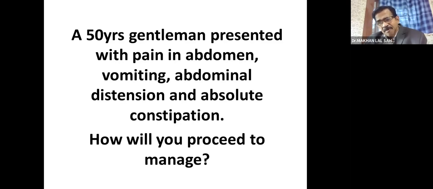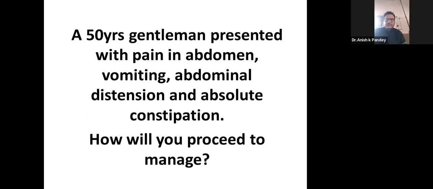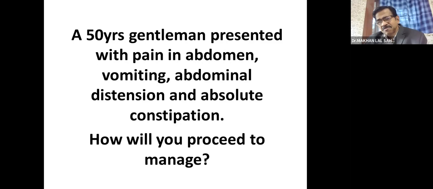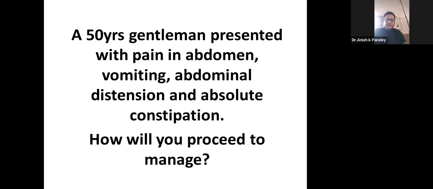Then a benign tumor can lead to another condition. If there is a polyp in one segment of the gut in an adult patient, this can cause what? Intussusception. So yes, submucosal or intramural benign tumors can also lead to intussusception.